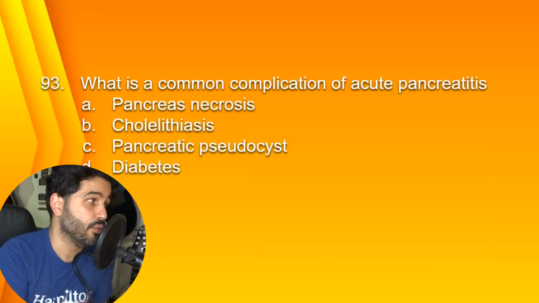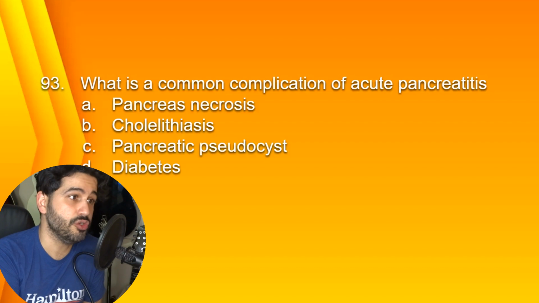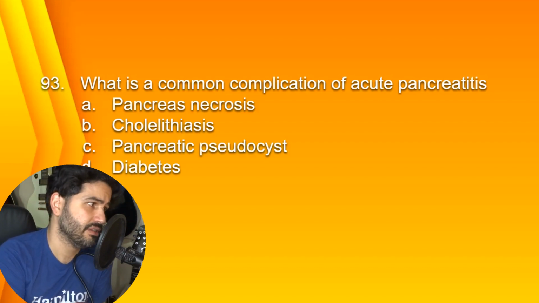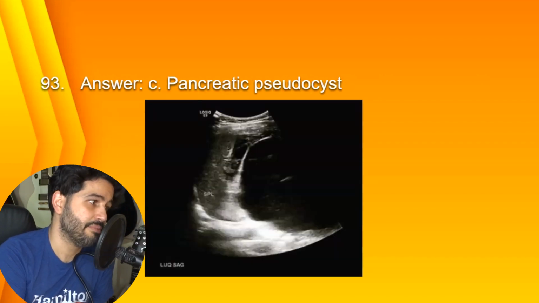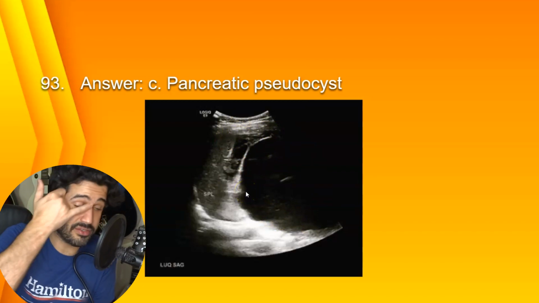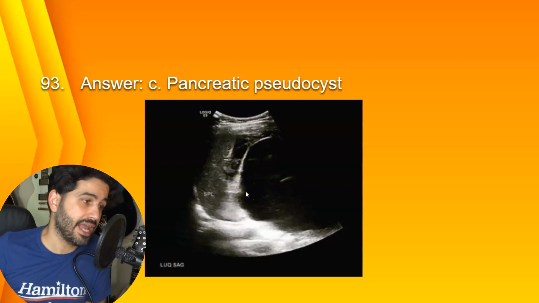Number 93. What is a common complication of acute pancreatitis? A, pancreas necrosis. B, cholelithiasis. C, pancreatic pseudocyst. Or D, diabetes. The answer is C, pancreatic pseudocyst. Here you see a large cystic structure and fluid collection in the left portion of the abdomen, right under the spleen, where the tail of the pancreas is supposed to be, in a patient with very high lipase and amylase.